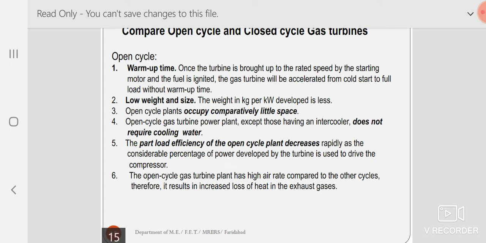Number 6 point. The open cycle gas turbine plant has high air rate compared to other cycles. Therefore, it results in increased loss of heat in exhaust gases.